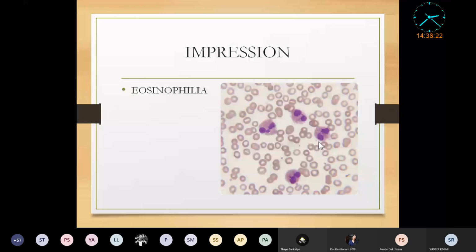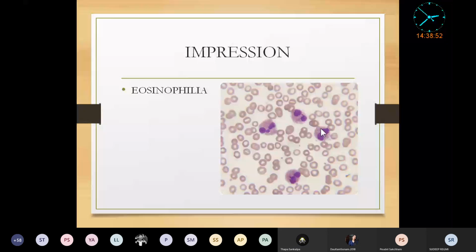So, what is the size of an eosinophil? 2 to 4 micrometer diameter. What is the size of a neutrophil? 5 to 7 micrometer. Okay, you have to check that.